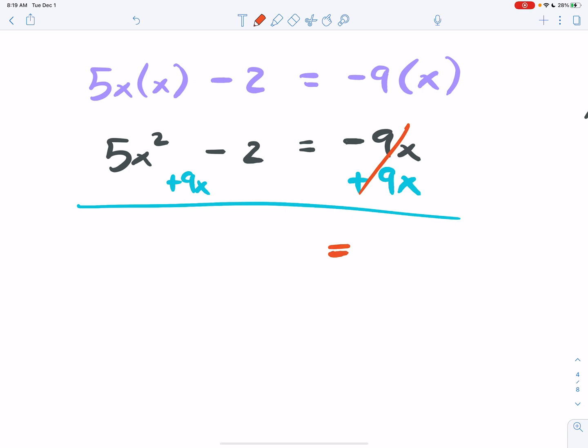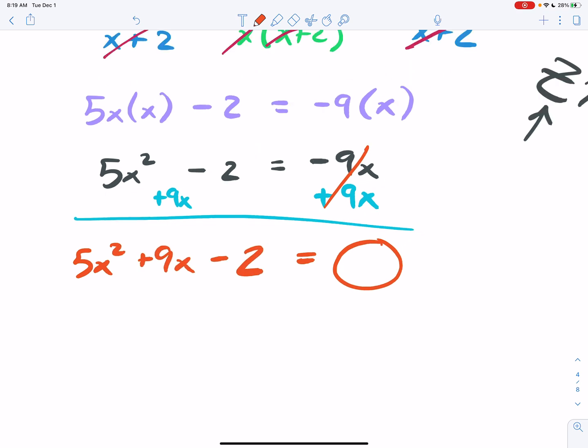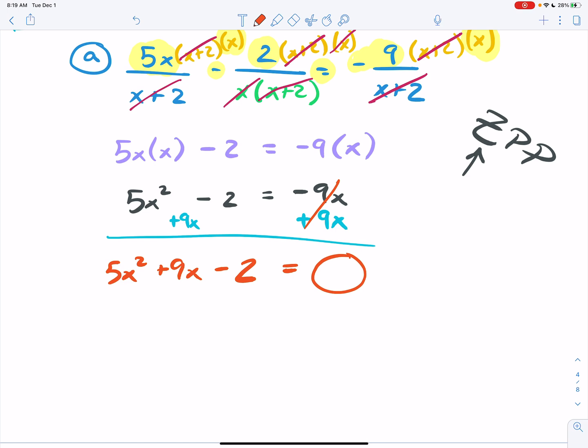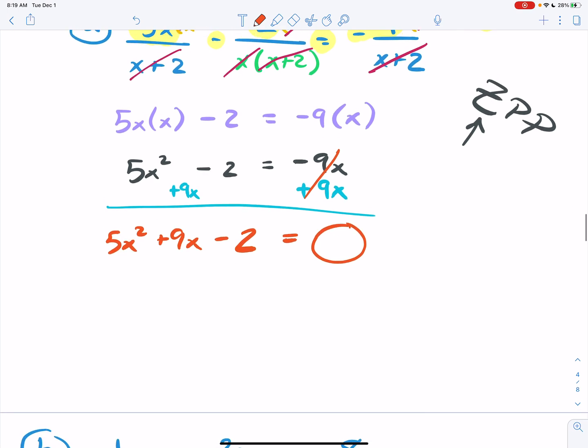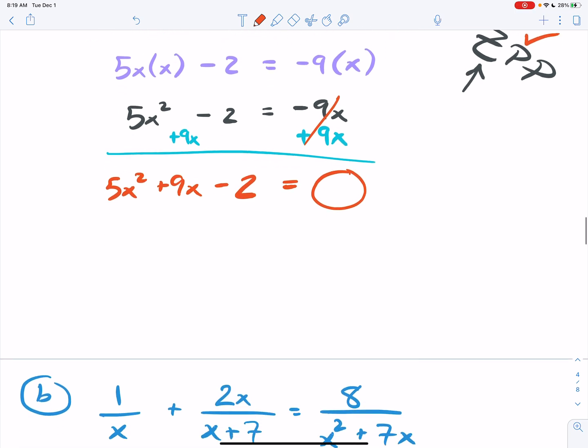Okay, so now look, right side is 0. Great, we have 5x squared. We have a positive 9x and we have a -2. Okay, hopefully you guys are seeing the pattern here. We have our 0. Now we need a product. And in order to get a product, we have to go ahead and factor this.